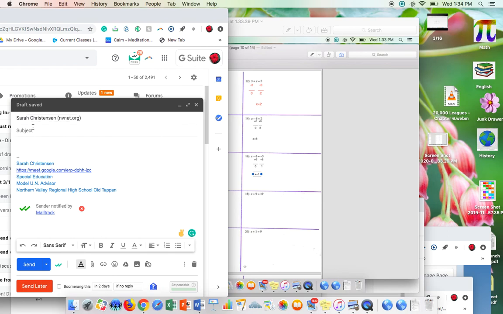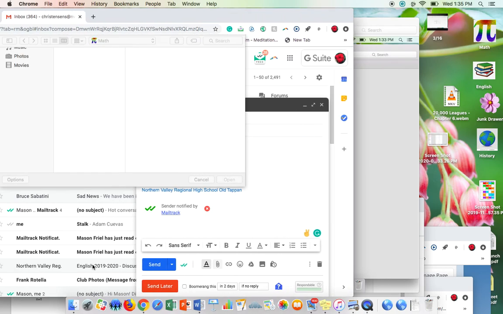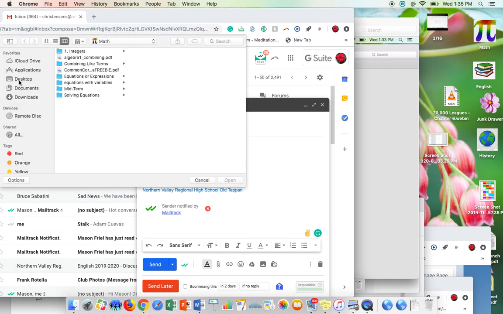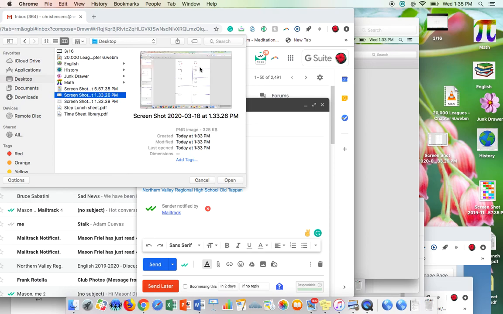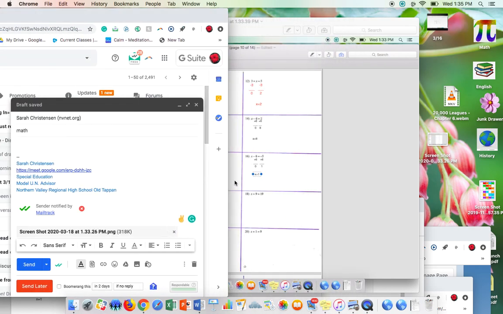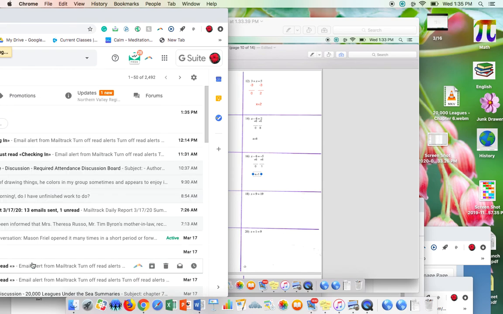Okay. I type in math for my subject. And then I would go down to the bottom to this little thing that looks like a paperclip, kind of. It says attach files. I'd click on there. I'd go to my desktop. Look, and this is my screenshot that I just took. And I can see from this picture that that's what I just took. I click open. I waited for that to download the whole way. Now it's blue, so I know it's done. And just gonna hit send, okay?